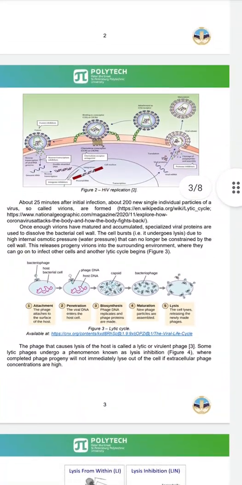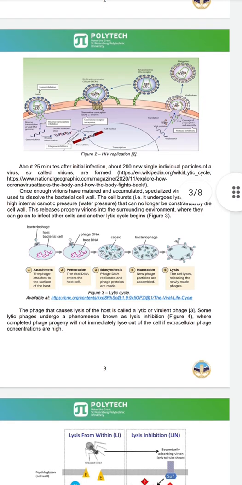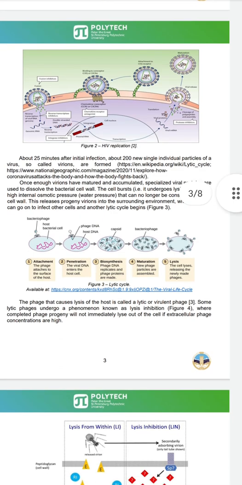The phages that cause lysis of the host are called lytic or virulent phages. Some lytic phages undergo a phenomenon known as lysis inhibition, where completed phage progeny will not immediately lyse out of the cell if extracellular phage concentration is high.